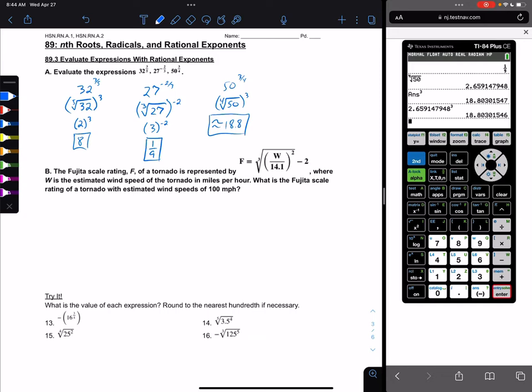And do notice that these numbers are slightly different, right? That's just a rounding issue, but they're close enough where, since we're approximating, we are okay. All right, done with part A, let's look at part B.